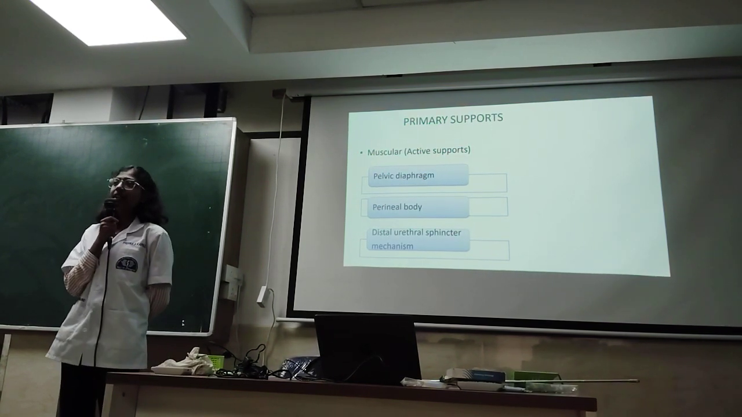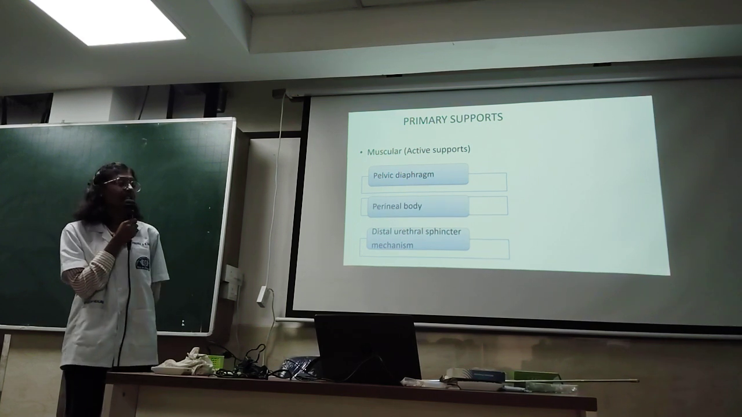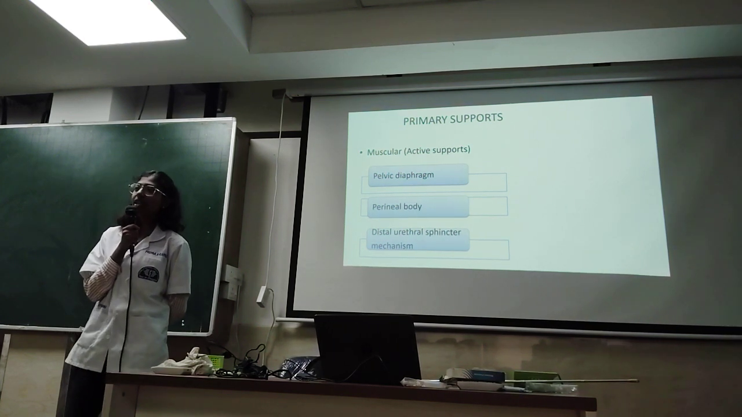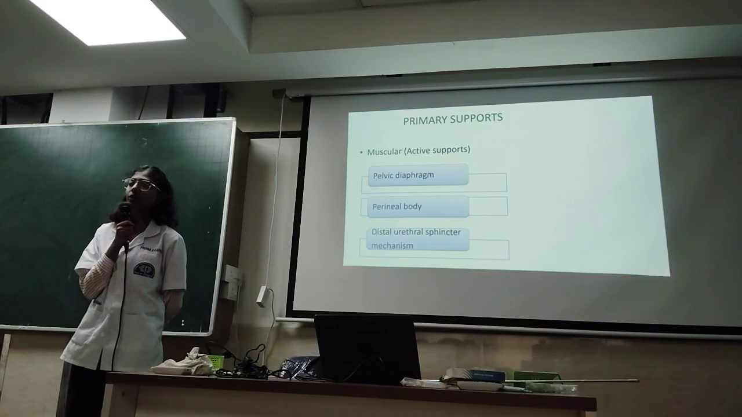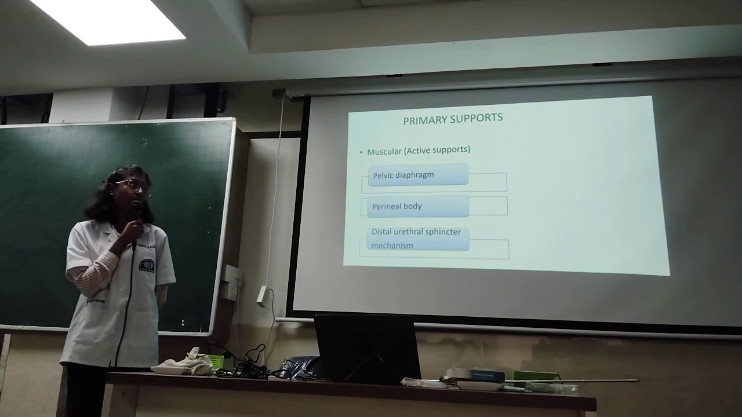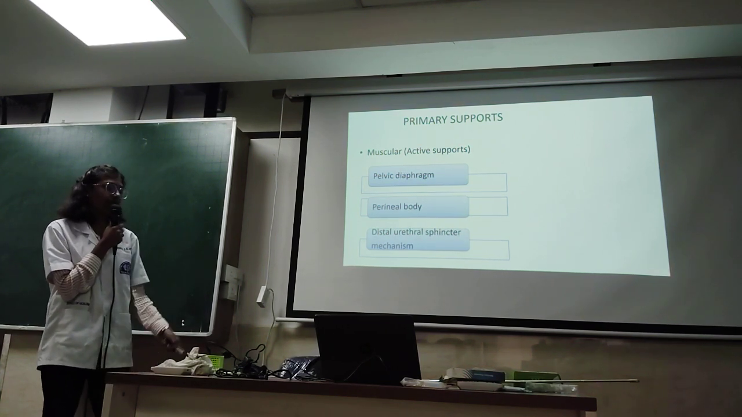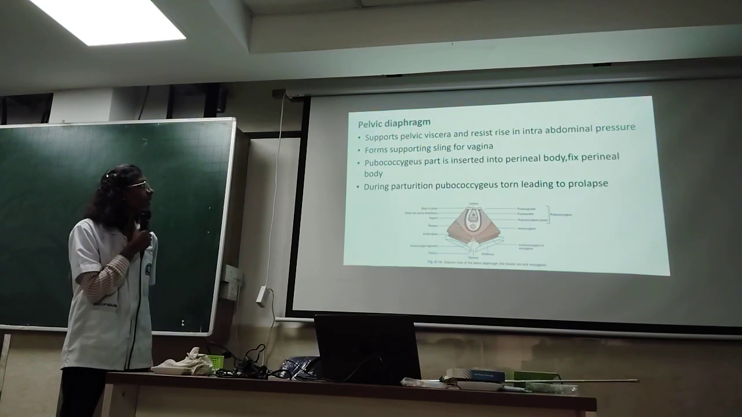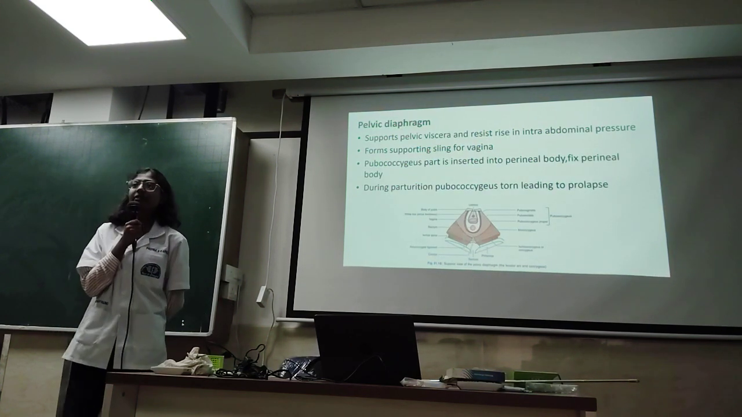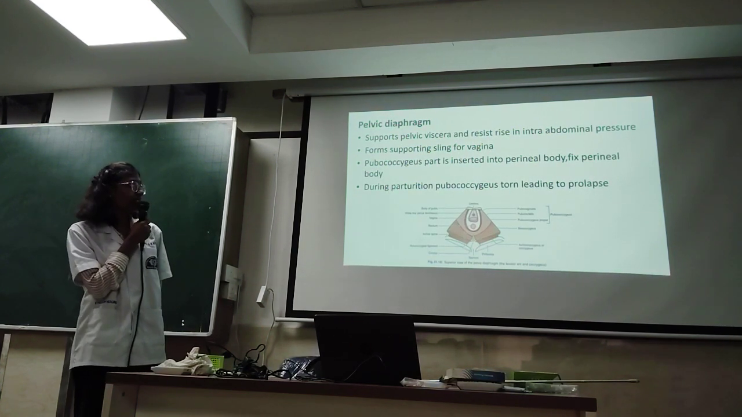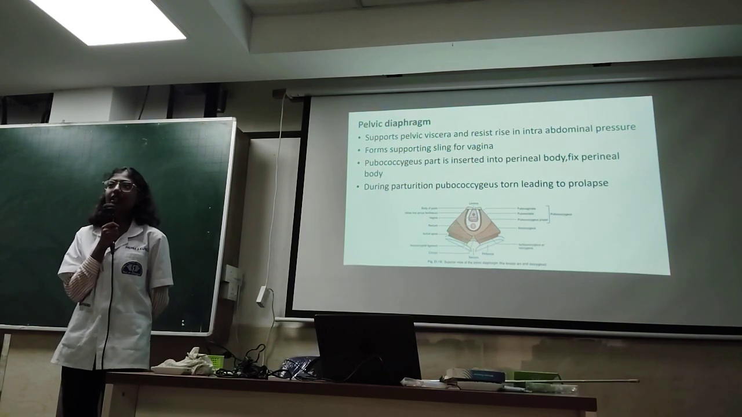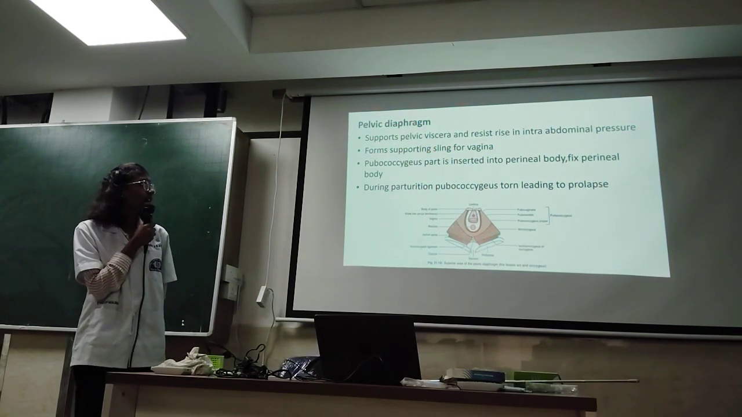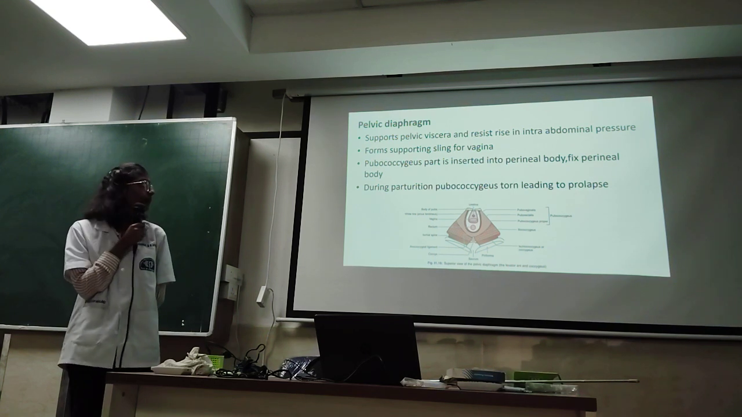Now I will elaborate the primary supports. These are mainly muscular supports and fibromuscular supports. Muscular supports or active supports include the pelvic diaphragm, perineal body, and distal urethral sphincter mechanism. The pelvic diaphragm supports the pelvic viscera and resists rise in intra-abdominal pressure. Along with this, it forms a sling around the vagina, giving support to the uterus.